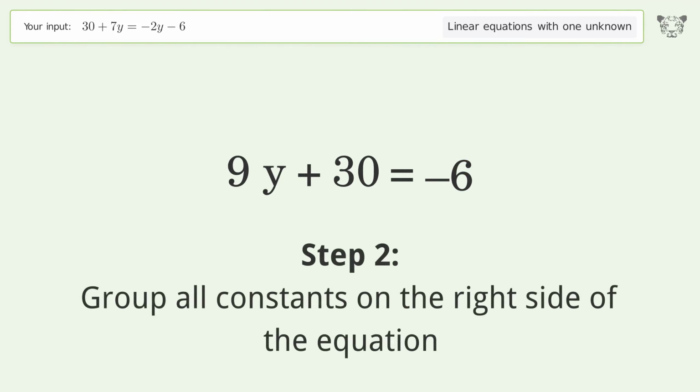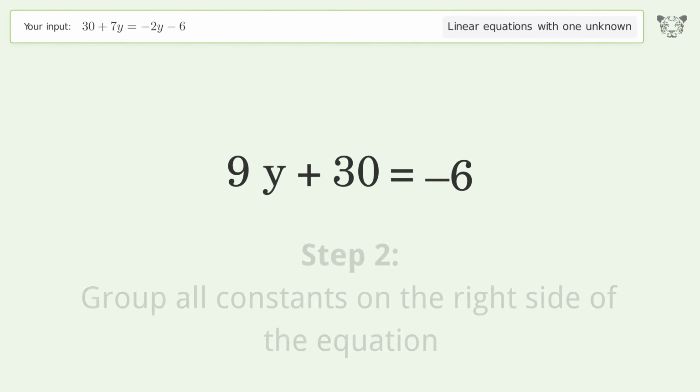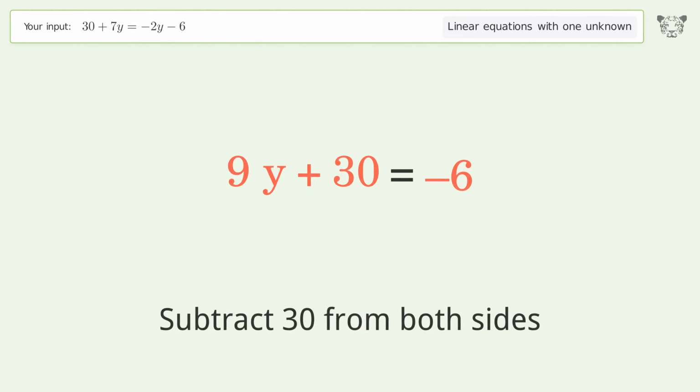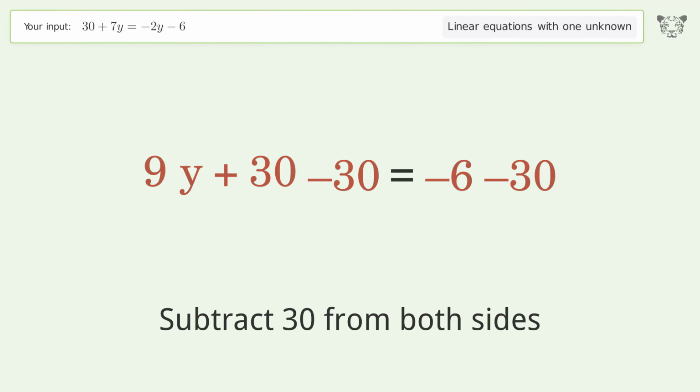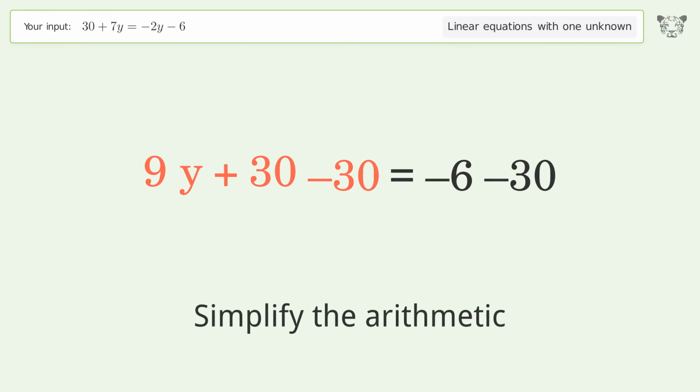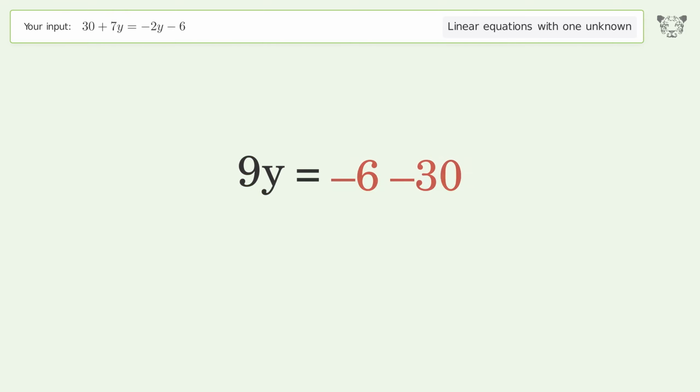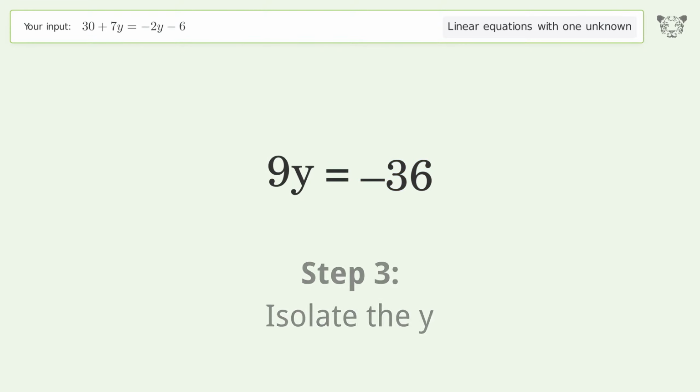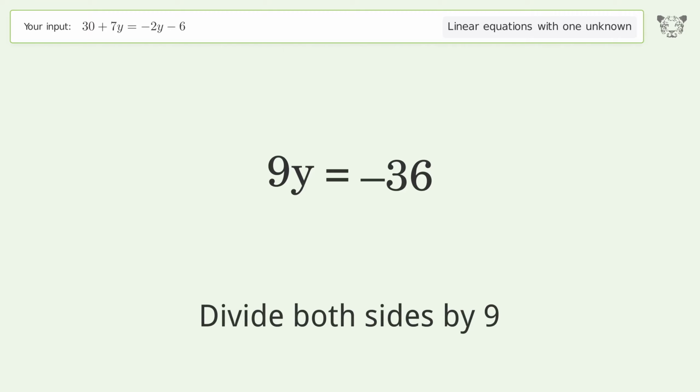Group all constants on the right side of the equation. Subtract 30 from both sides. Simplify the arithmetic. Isolate the y. Divide both sides by 9.